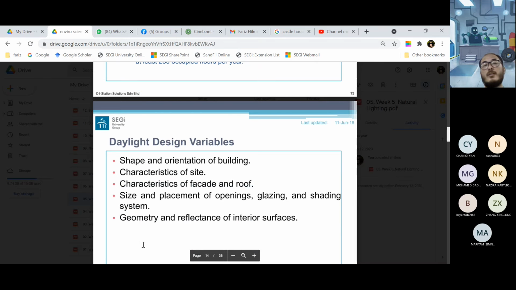Variables of daylight design. Shape and orientation of building. This is number one, very important. Number two, characteristic of site. Number three, characteristic of facade and roof. Then, size and placement of opening, glazing, and shading system. Lastly, geometry and reflectance of indoor surfaces.